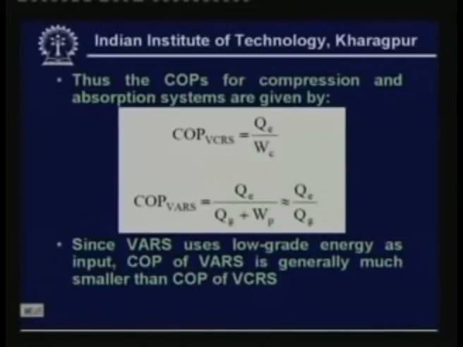Since the vapor absorption refrigeration system uses low grade energy as input, the COP of an absorption system is generally much smaller than the COP of a compression refrigeration system. Obviously, if you are comparing the COPs, you get much higher COPs in the case of compression systems, because the quality of the energy that you are supplying to the system is much higher. Work is a high grade energy compared to heat, so the COPs are larger.